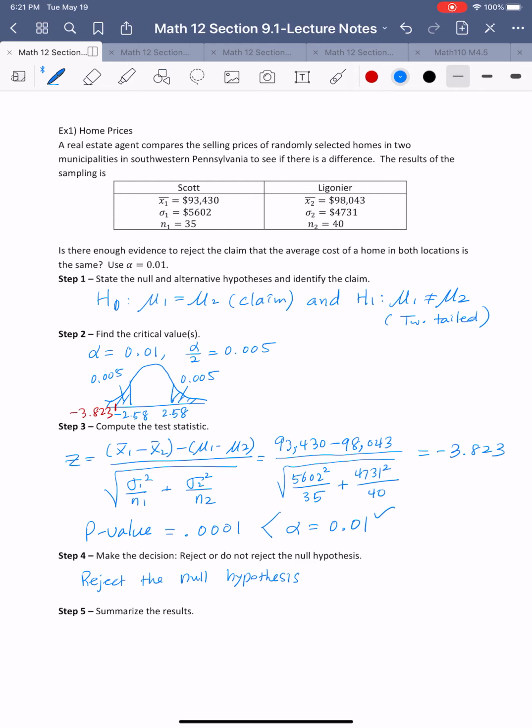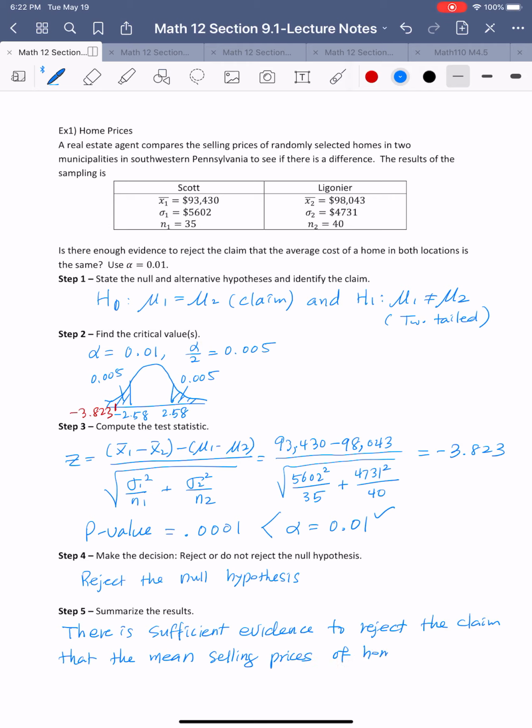As a summary, you have to say that there is sufficient evidence to reject the claim that the mean selling prices of homes in two municipalities in southwestern Pennsylvania are the same. All right.